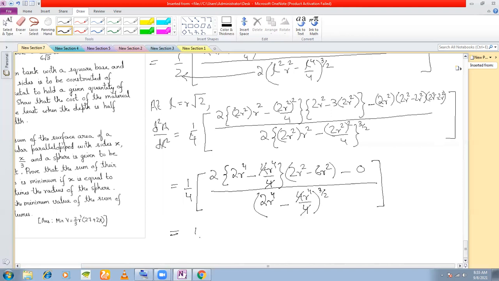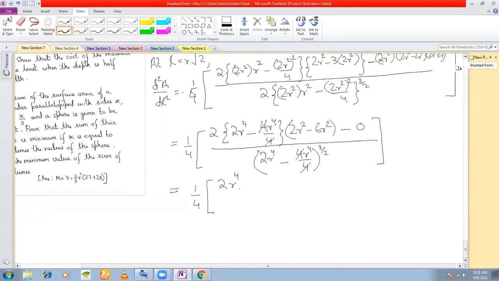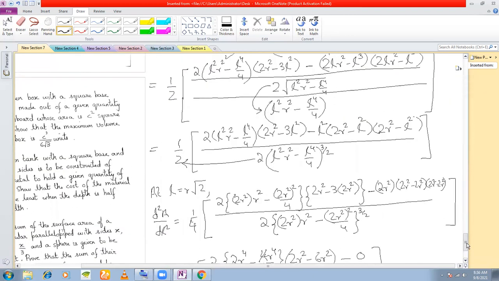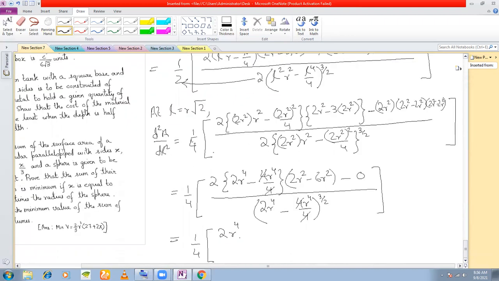So now let's see what we are getting. 1/4 of twice. 2R to the power of 4 minus R to the power of 4 will simply give you R to the power of 4. So 2R square minus denominator, another 2 will be multiplied, no? No, I've already taken that 2 outside. That 2 is a mistake actually. This 2 should not be here because I already took it, okay. 1 by 4.